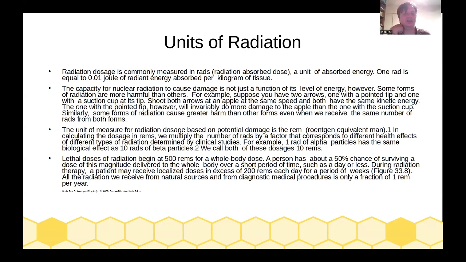man. In calculating the dosage in REMs, we multiply the number of rads by a factor that corresponds to different health effects of different types of radiation determined by clinical studies. For example, one rad of alpha particles has the same biological effect as 10 rads of beta particles. We call both of these dosages 10 REMs.